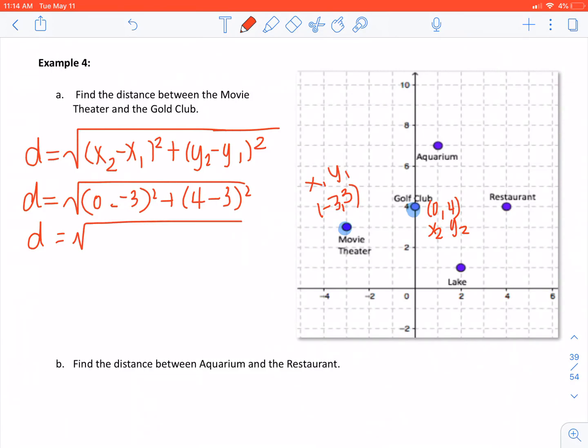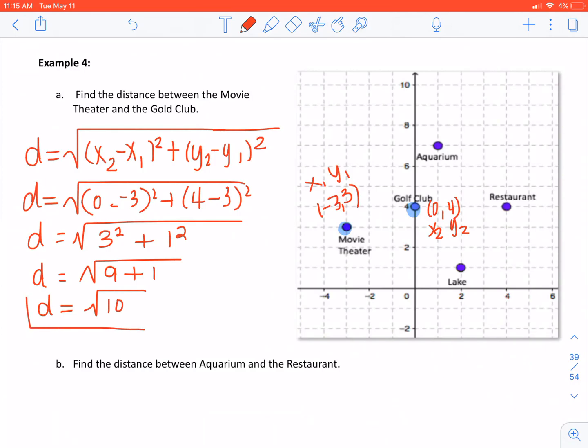All right, so let's do subtraction next. 0 minus -3. Now that's going to give us +3 squared. Plus 4 minus 3 is 1. So 3 squared gives us 9. 1 squared gives us 1. So add those together. 9 plus 1 is 10. Now this does not tell us to round at all, so I'm going to leave my answer as is.